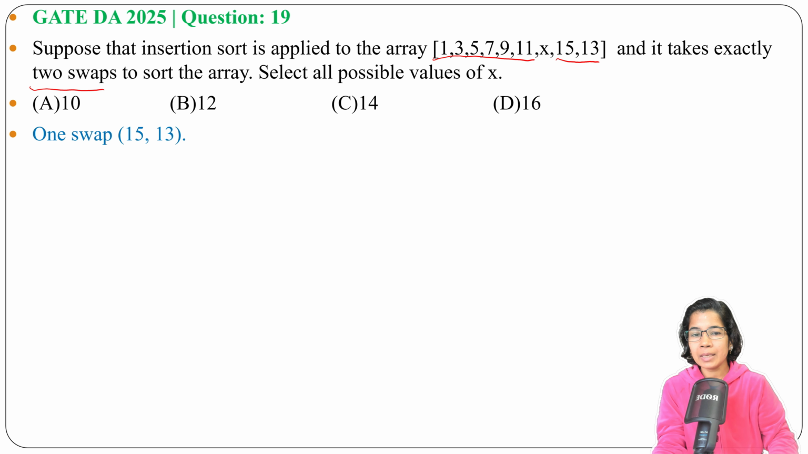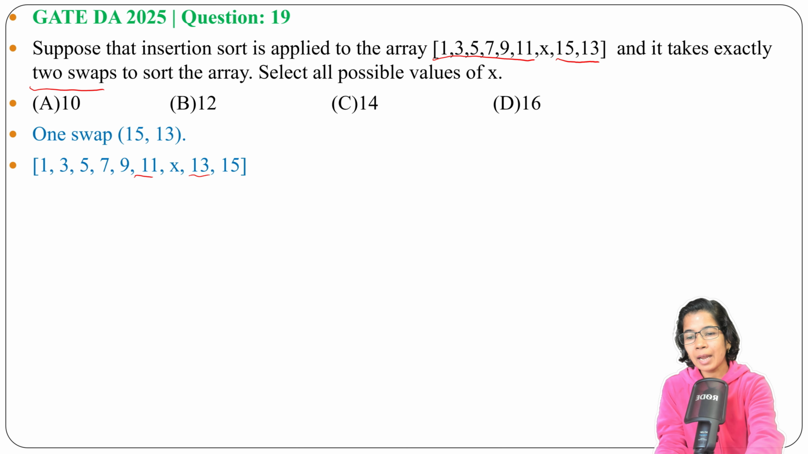Another swap can be x. x can either swap with 11 or x can swap with 13. x value can be greater than 9, less than 11, or it can be greater than 13, less than 15. Greater than 9, less than 11, that is option A, 10. Then greater than 13, less than 15, that is 14.